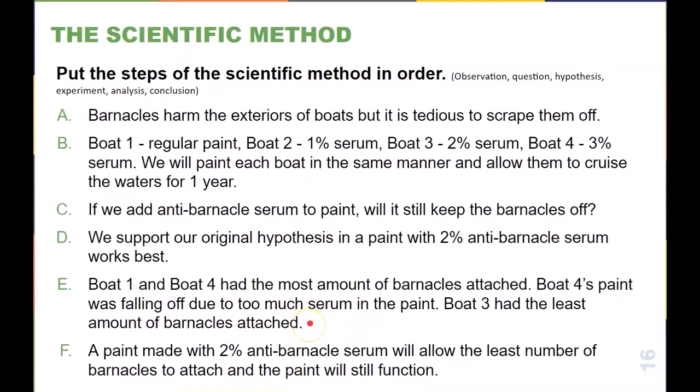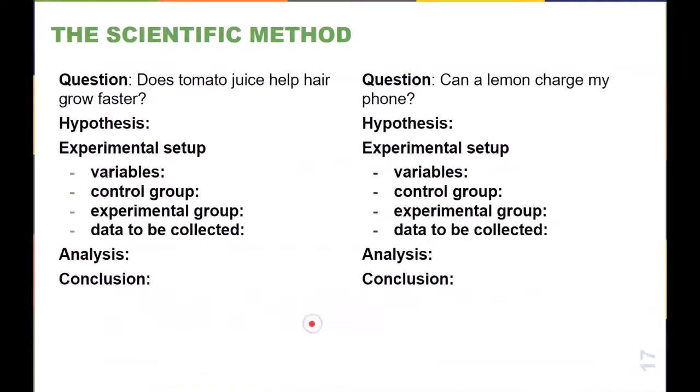So if we had a nice little chart, we could actually count the number of barnacles on the boat and put that in the chart, and that would help show graphically and visually that boat 3 was the best. And boat 1 probably had the most. Boat 2 wasn't mentioned here, but maybe boat 2 didn't have quite as many as boat 1 and 4.